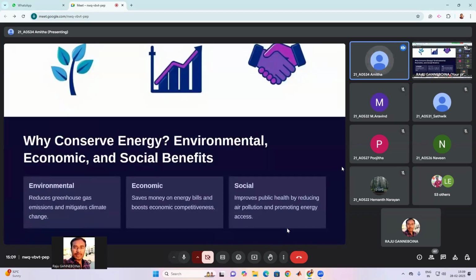Now let's see the environmental benefits. By using less energy, we reduce the burning of fossil fuels, which lowers the greenhouse gas emissions. This helps slow down the climate change and also the air pollution, which protects our natural resources.